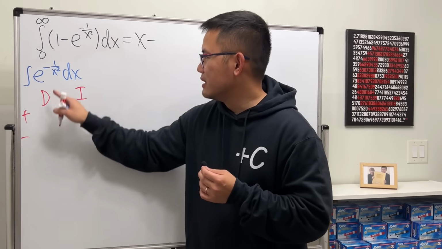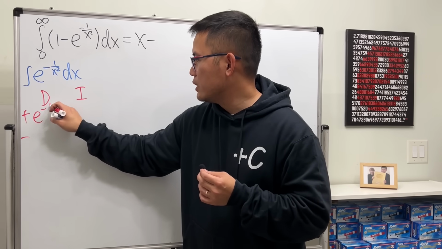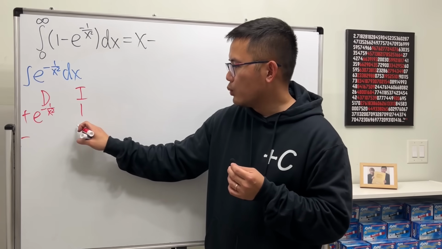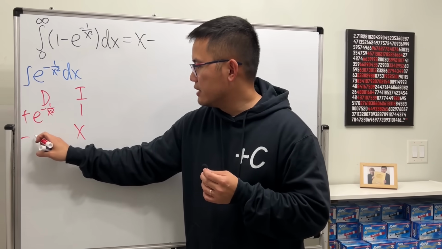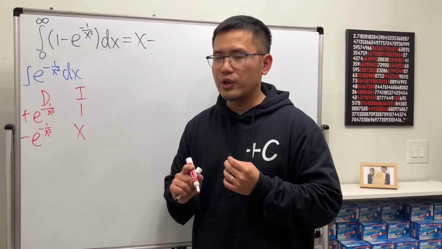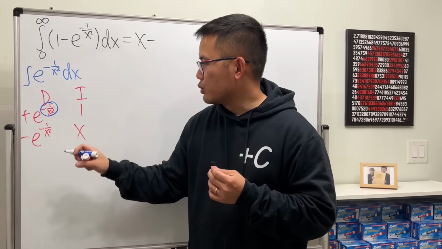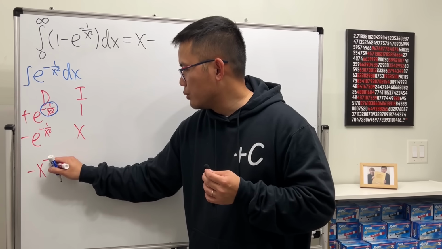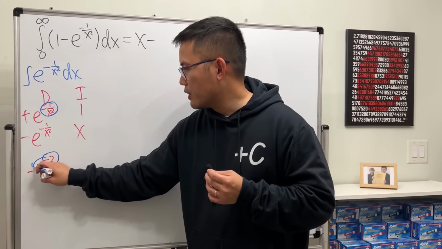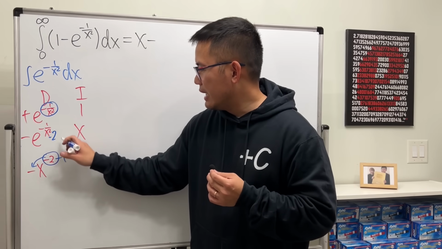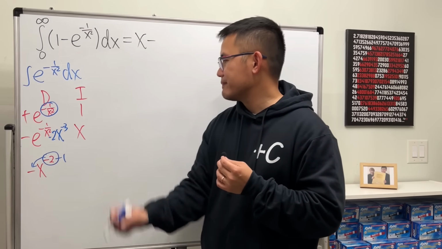Plus, minus. Differentiate e to the negative 1 over x squared, and then integrate 1. Integrating 1, we get x. Differentiating this, we get e to the negative 1 over x squared, and don't forget the chain rule: multiply by the derivative of that. And this is negative x to the negative 2 power. So bring the power to the front, minus 1, and that will give us positive 2, and then x to the negative 3.